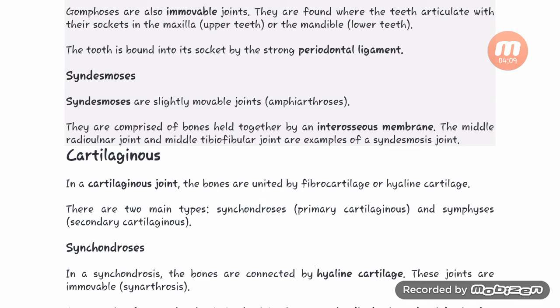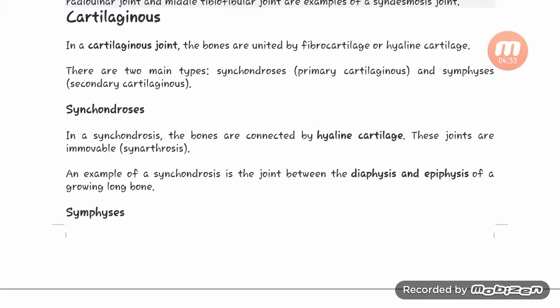Cartilaginous joint. In a cartilaginous joint, the bones are united by fibrocartilage or hyaline cartilage. There are two main types: synchondrosis, primary cartilaginous, and symphysis, secondary cartilaginous. Synchondrosis. In the synchondrosis, the bones are connected by hyaline cartilage. These joints are immovable. An example of the synchondrosis is the joint between the diaphysis and epiphysis.